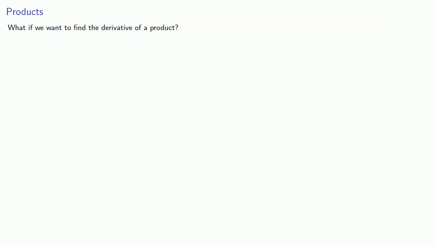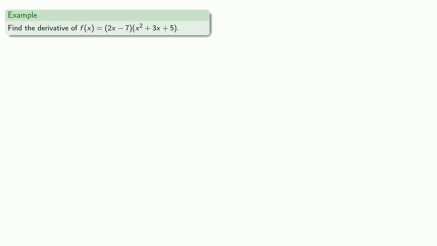What if we want to find the derivative of a product? Well, we could use something called the product rule, but let's make sure we have some assurance our answers are correct. For example, let's find the derivative of this product. And the idea here is that we want to know what the derivative actually is before we apply some newfangled rule to it. So let's do some algebra.